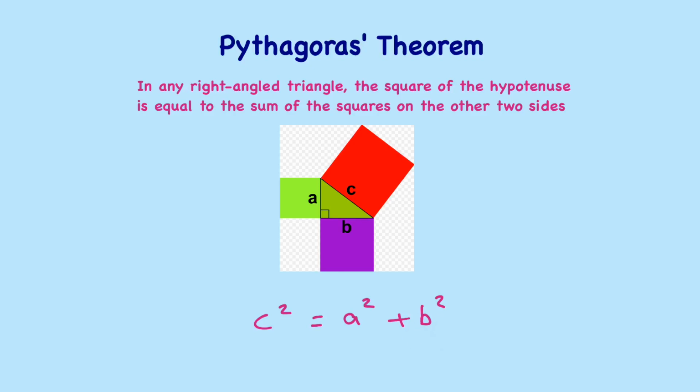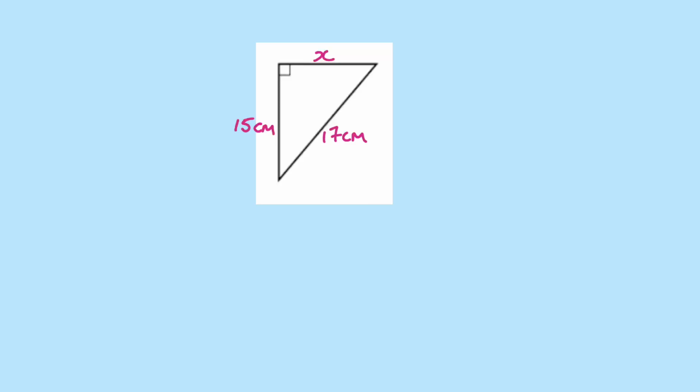In the previous clip, we used Pythagoras' theorem to find the hypotenuse. However, in this clip, we're going to use it to find one of the shorter sides, so either b or a. Let's have a look at an example. Pythagoras' theorem is c squared equals a squared plus b squared. Labelling our sides, we have c, which is always the longest side opposite the right angle, and then the other two sides, either a or b, doesn't matter which way round they are.